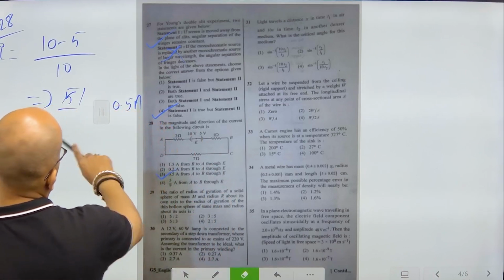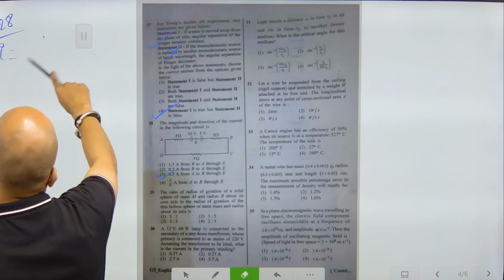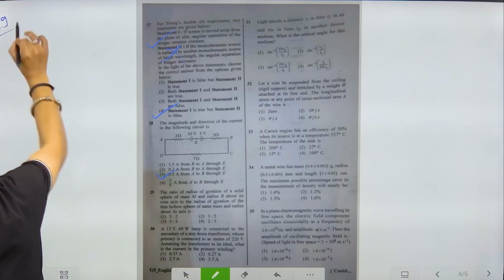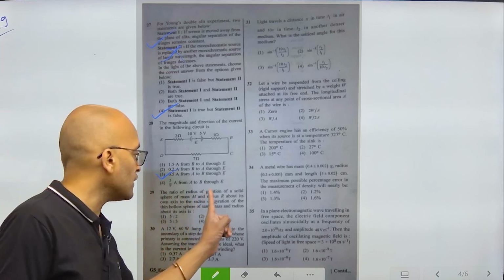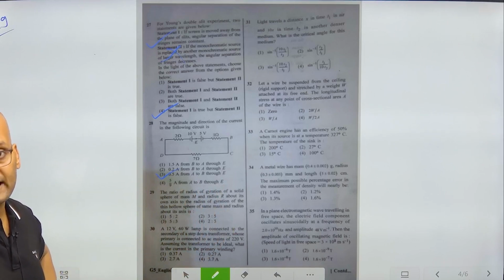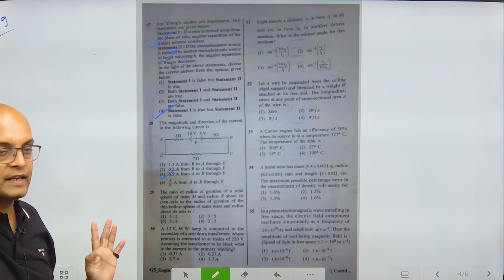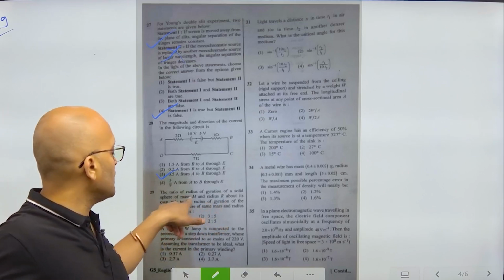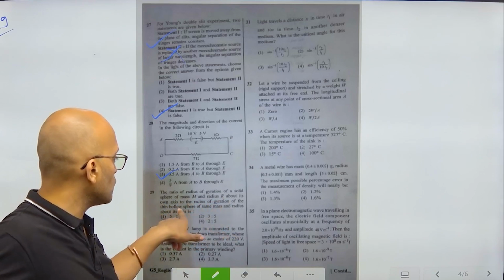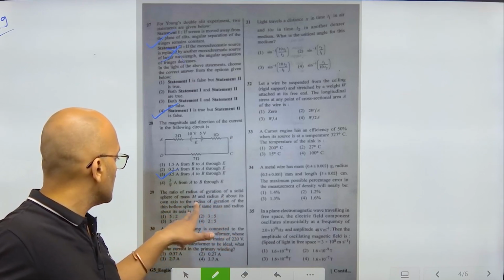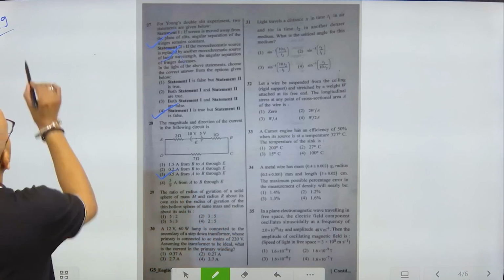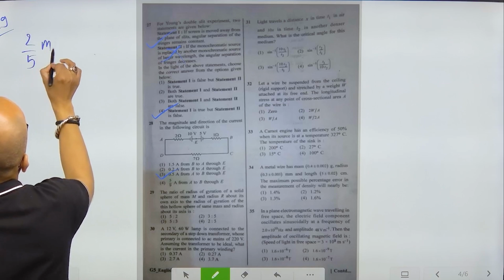Okay. Next question. It is saying the ratio of radius of gyration. Pay attention, it is asking ratio of radius of gyration, not the moment of inertia. Of a solid sphere of mass M and radius r about its own axis to the radius of gyration of thin hollow sphere, same mass. So 2 upon 5 Mr square will be moment of inertia.